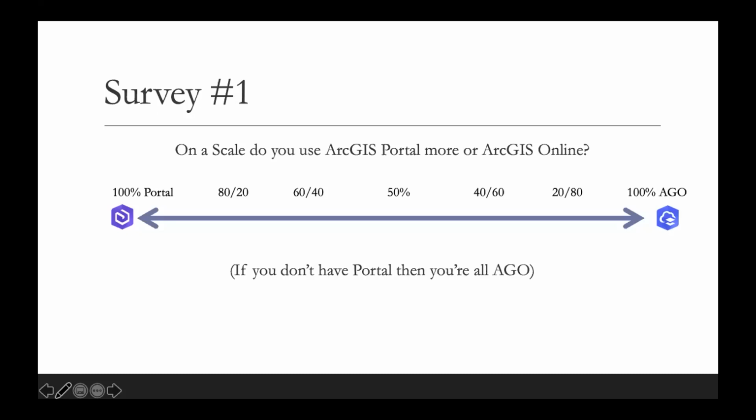9 out of 20 people say 100% AGO. Got a couple people 20/80 AGO to Portal. One person 80/20 for Portal versus AGO, but no one's 100% Portal. Okay, all right. Well, that's kind of where we're at ourselves, and kind of where most of the clients that we talk to are. So there you go.